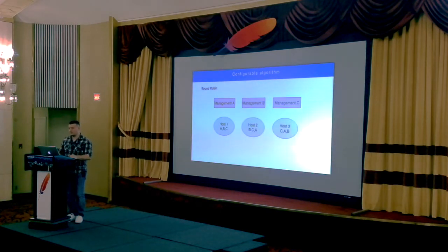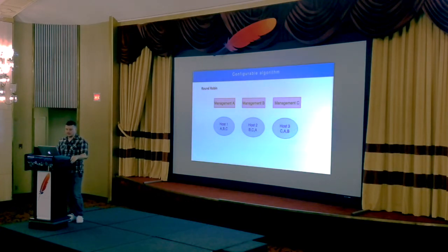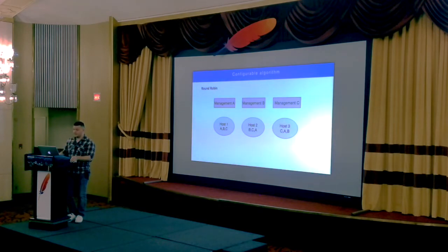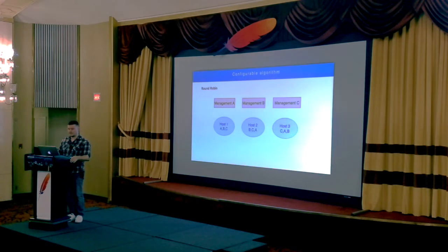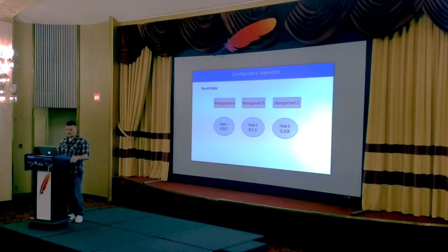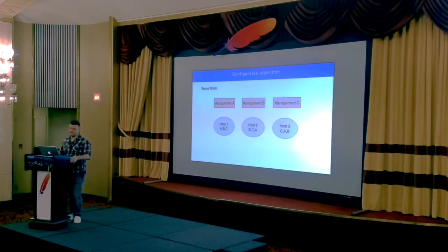So for example, if you have, let's say, three management servers and a dozen hosts, the first host will get the order of first, second and third management server. The next will get the second, the third, and the first one, and the next one will get the third, the first, and the second one, and that will repeat until you get all the lists of hosts.